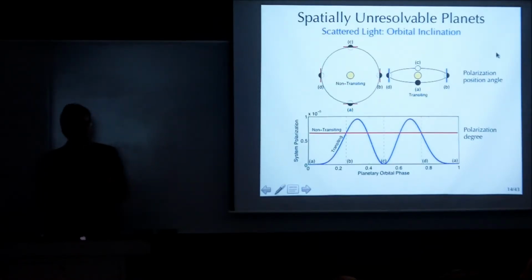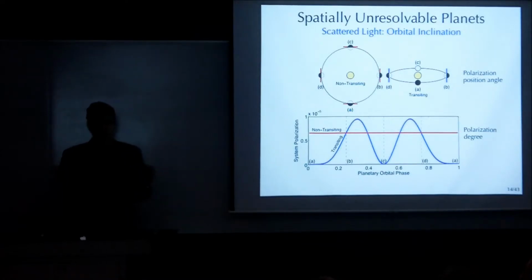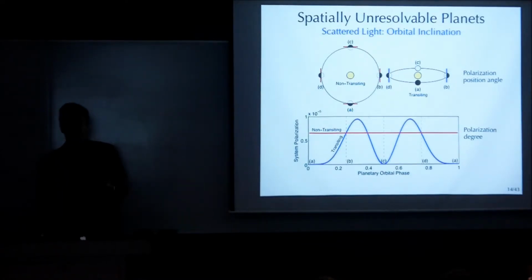So I'm looking in scattered light. Now, polarization is very, very sensitive to the geometry of the scattering process. So right there you have a hint that maybe we can understand the geometry of the planet orbit, the inclination of the planet. Does it orbit in the plane of the sky? Do you have a non-transiting face-on orbit? Or do you have a sort of edge-on transiting-like geometry? And these will impart different signatures in polarized light.